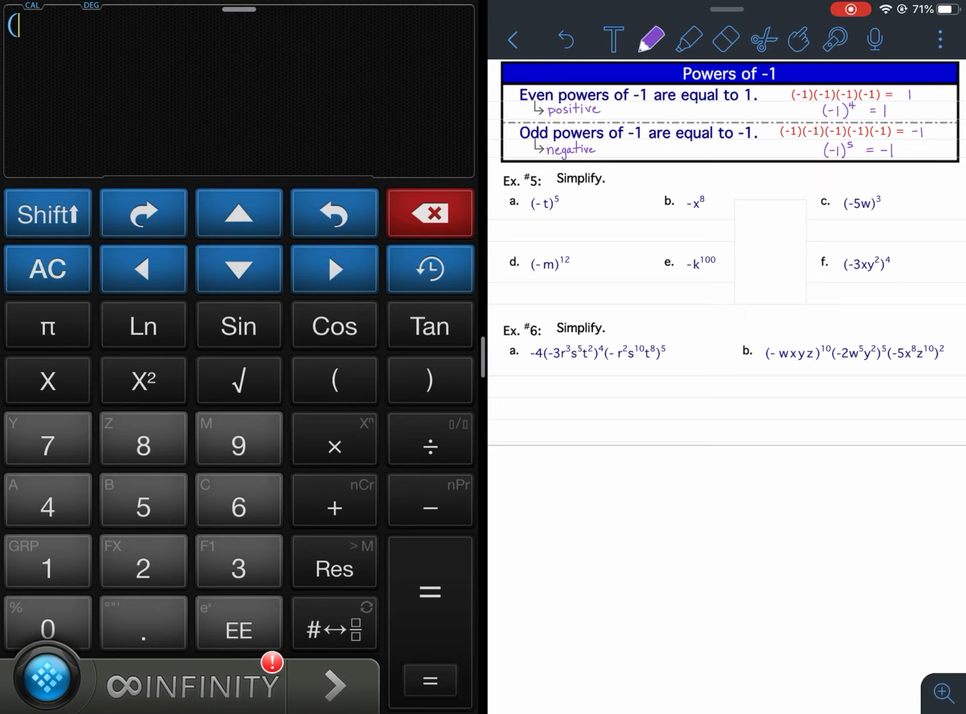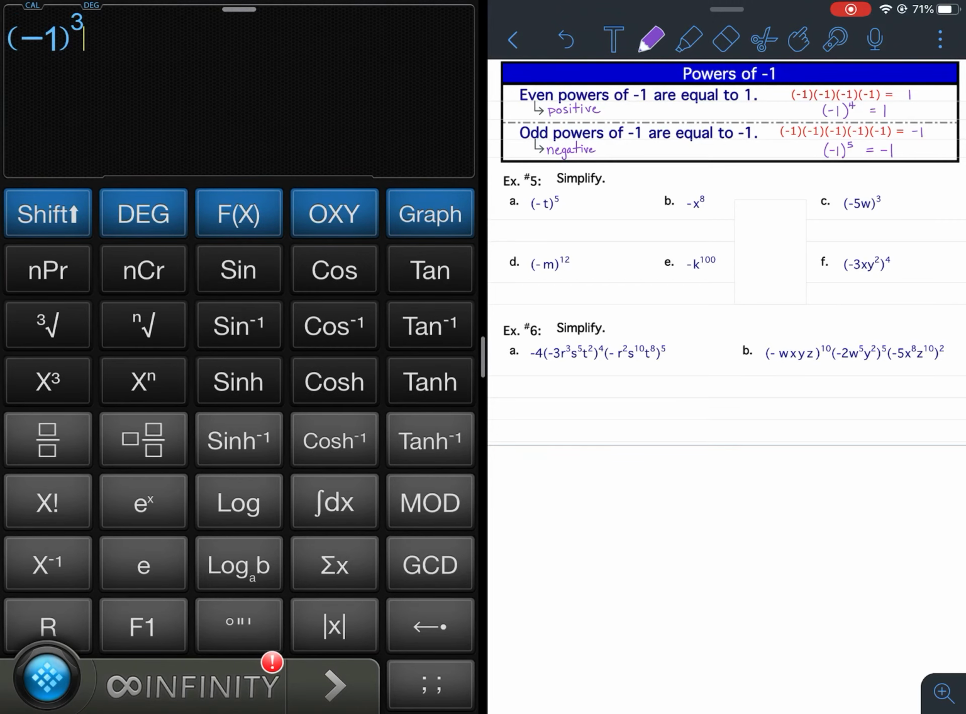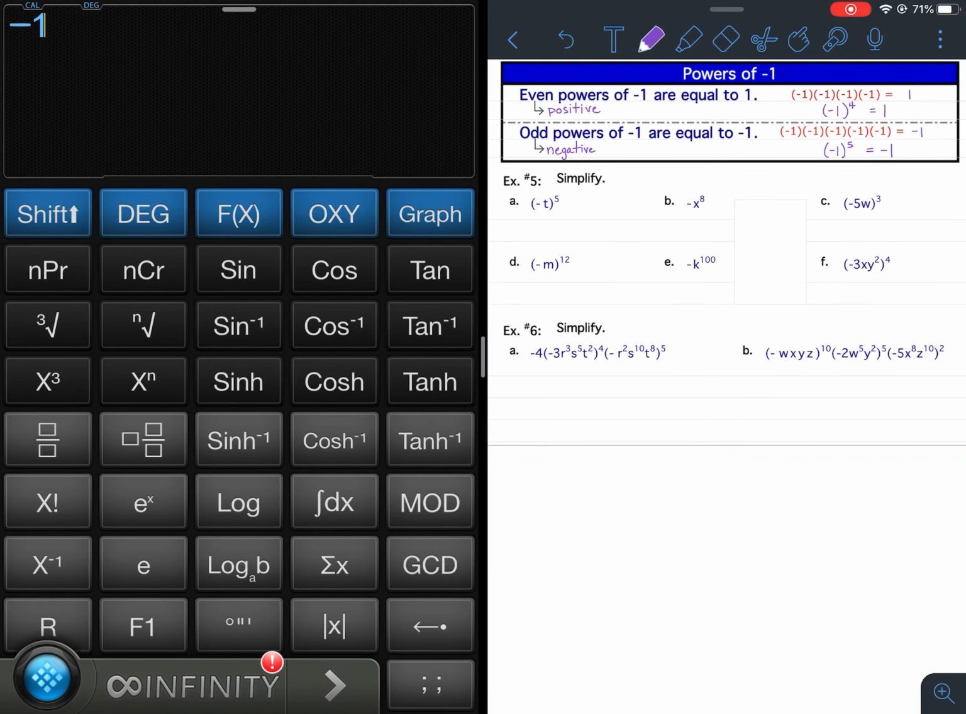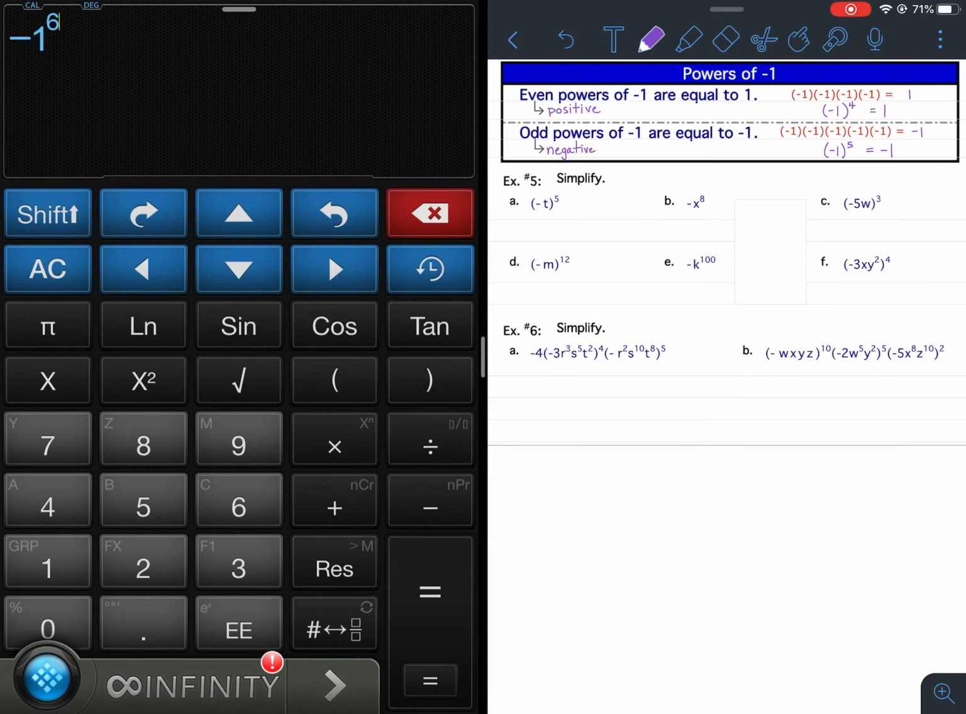In parentheses, if I put -1 to the 3rd power, I still get -1. Right? The exponent was odd, I got -1. But what if the exponent is even? So if I have -1 to the 6th power without parentheses, it tells me -1.